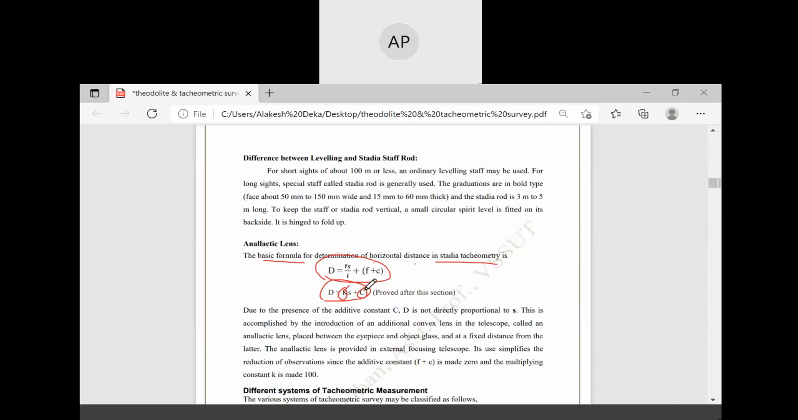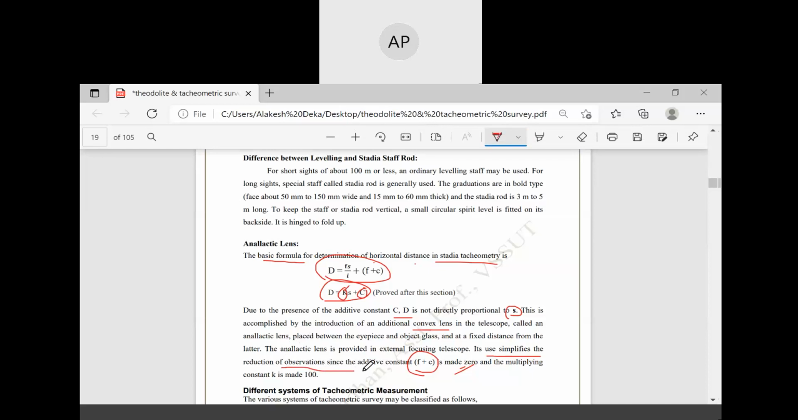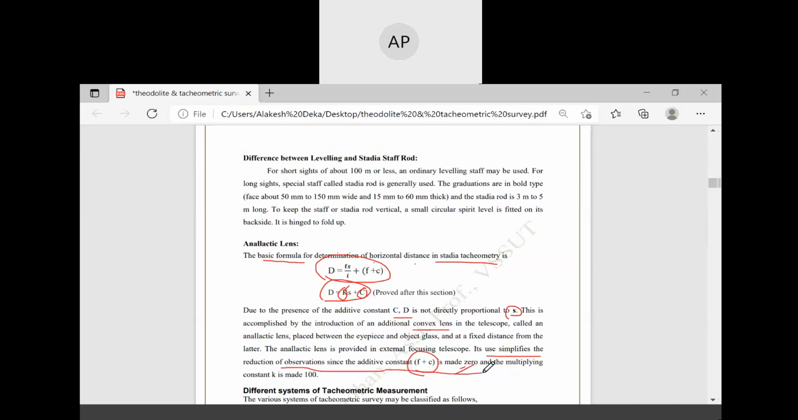Due to the presence of this additive constant c, D is not directly proportional to s. This is overcome by the introduction of an additional convex lens to the telescope, the anallactic lens. It simplifies the reduction of observations, since the additive constant f plus c is made zero and the multiplying constant is 100. This line is important.